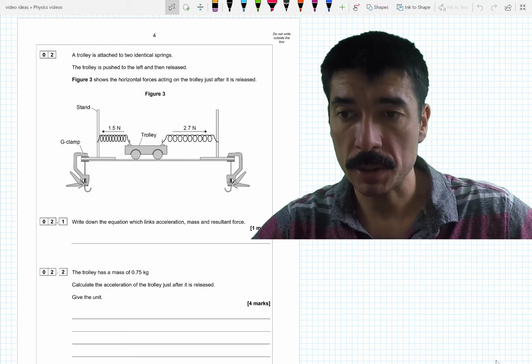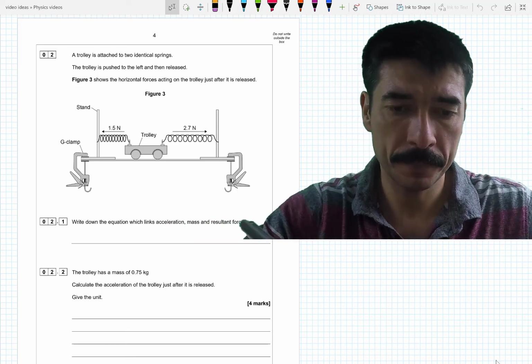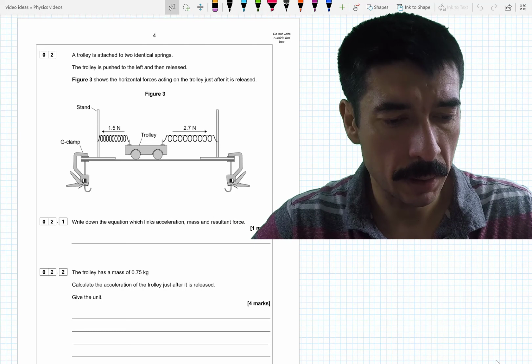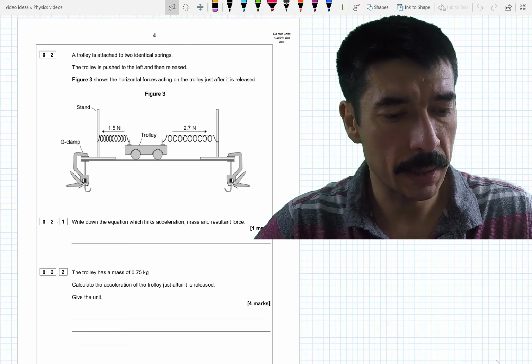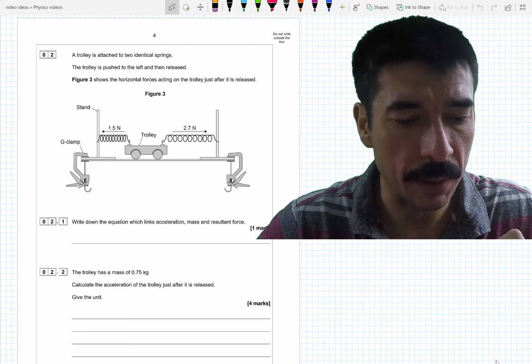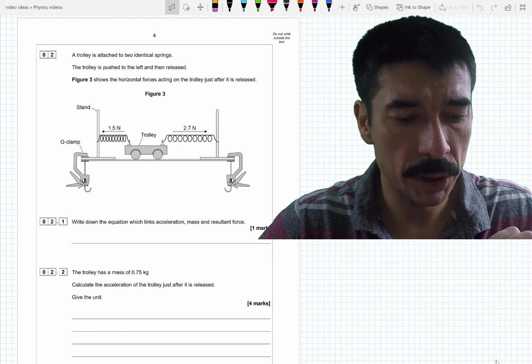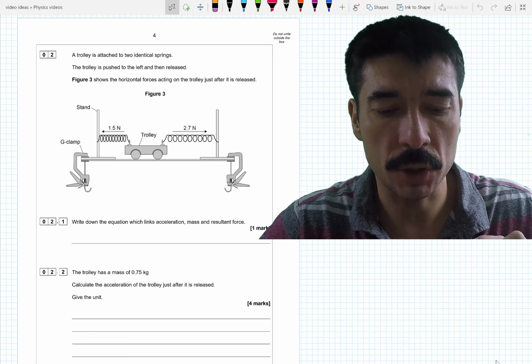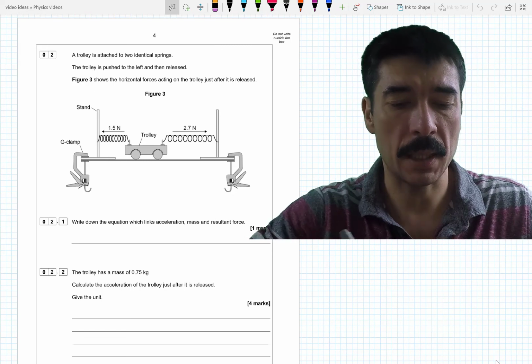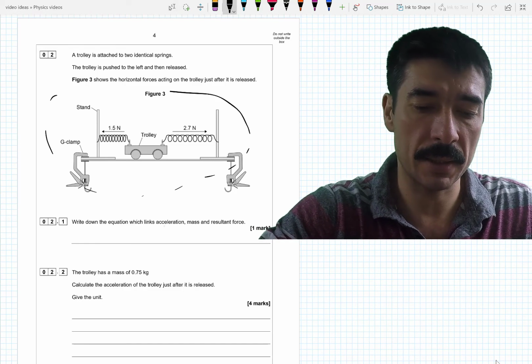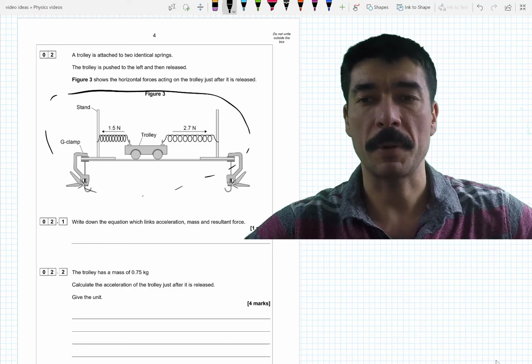Okay, so we're on to question 2 from the specimen paper. So let's quickly read the question. The trolley is attached to two identical springs. The trolley is pushed to the left and then released. Figure 3 shows the horizontal forces acting on the trolley just after release. So this image is just after the instant that this trolley has been released.